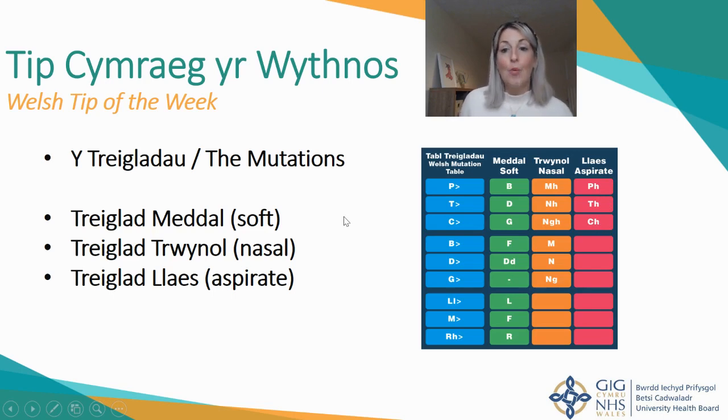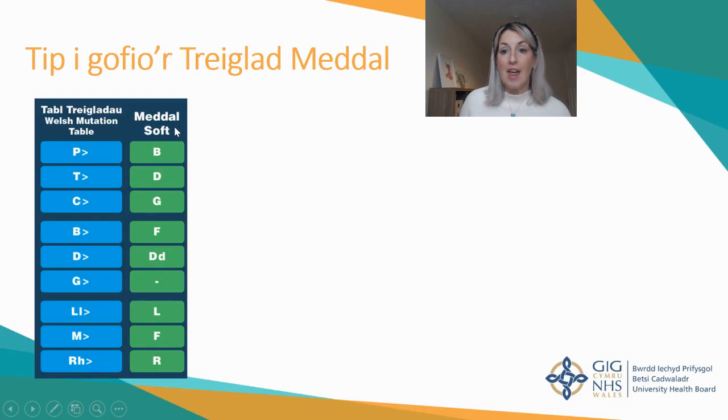Heddiw, today, we'll be focusing on the Treiglad Meddal, the soft mutation. And I'm going to give you a tip i gofio, a tip to remember the soft mutations. Because if you look, there's 9 of them, and it's quite difficult and hard to remember what each letter mutates to. So here's a hack that I saw online the other week to help you.